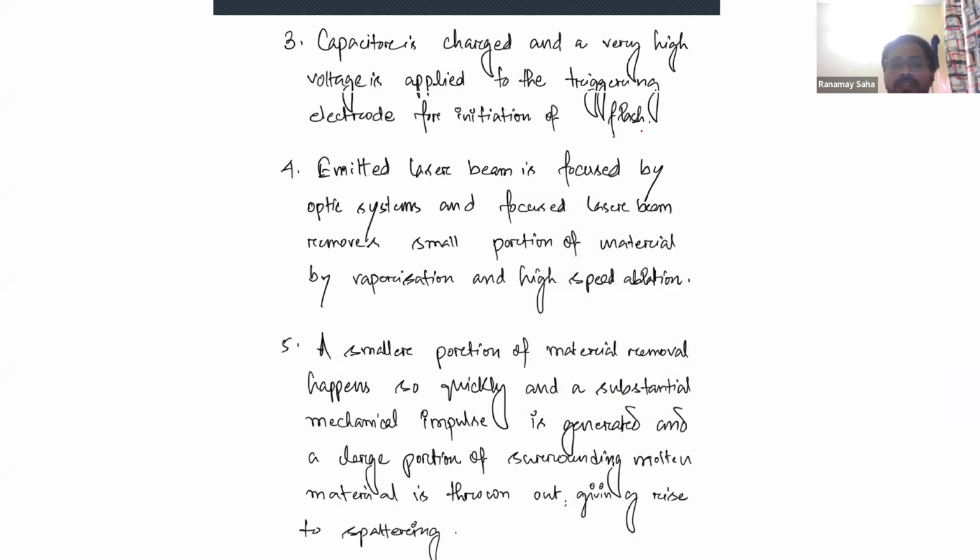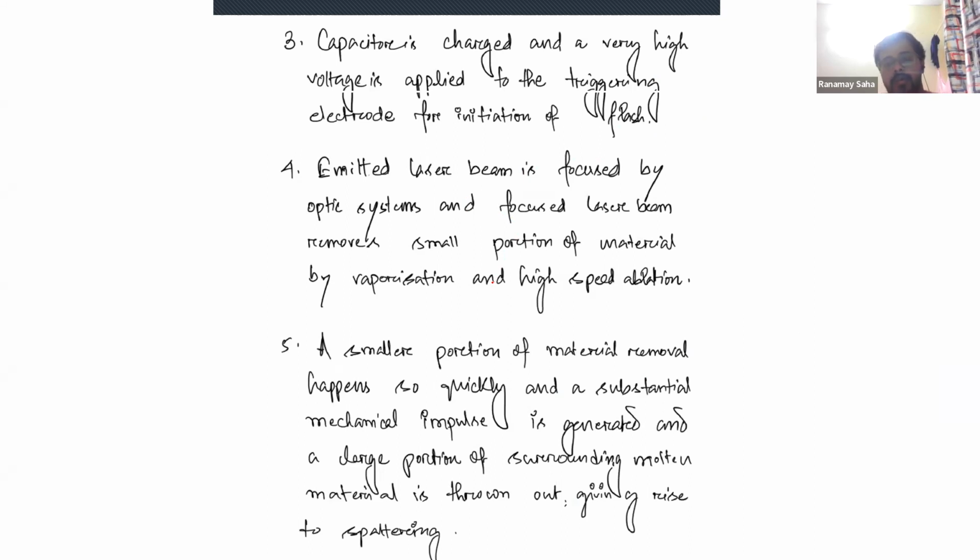Now the capacitor is charged and a very high voltage is applied to the triggering electrode for initiation of the flash. Then the emitted laser beam is focused by the optic system, as I said before, and the focused laser beam removes a small portion of material by vaporization and high-speed ablation from the work surface.